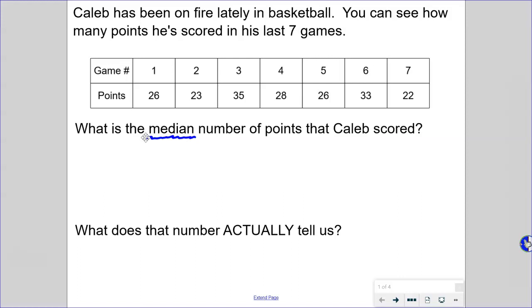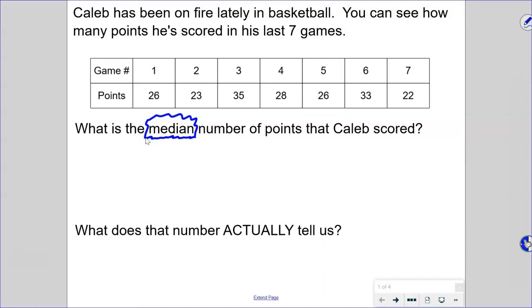So what this first question is asking us is, what is the median number of points that Caleb scored? And so what we first have to understand is what in the world do they mean by median. What they actually mean by that number is they want to know what number would be right in the center of all of that data. And more specifically, if we took those 7 outputs, those 7 totals, those 7 amounts of points, and we put them in order from least to greatest, what number would be right smack in the middle of those numbers? So we're going to do that very thing.